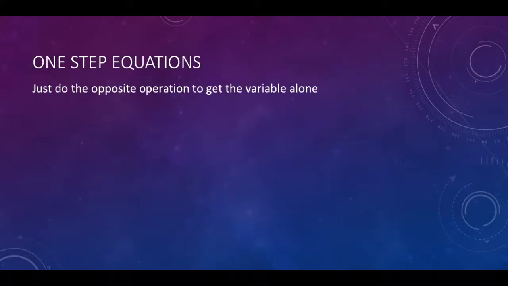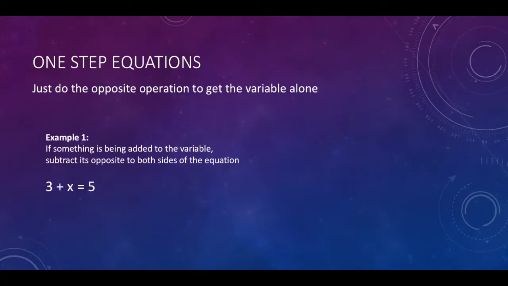One-step equations. Just do the opposite operation to get the variable alone. In this example, we have 3 plus x equals 5.